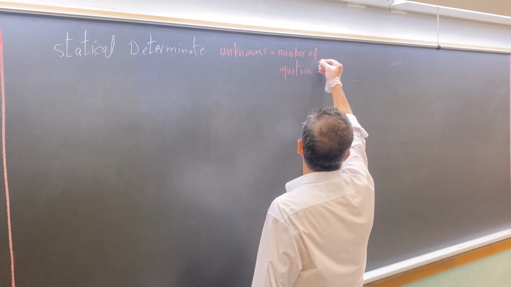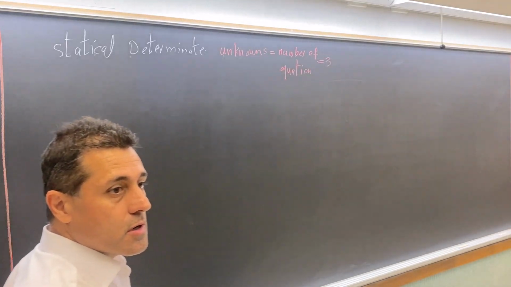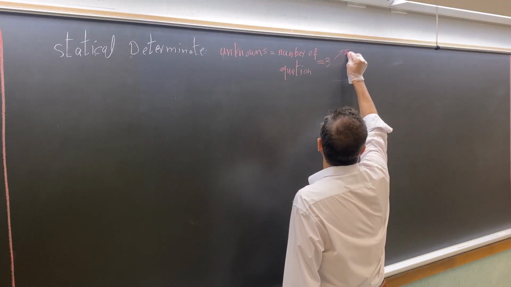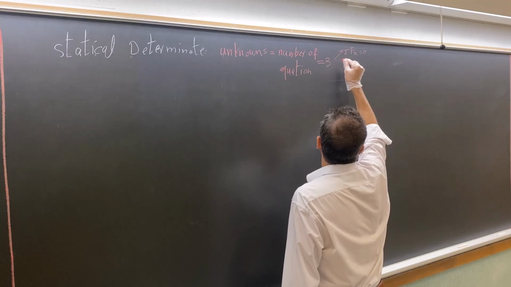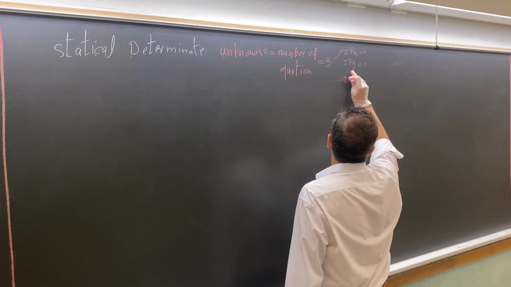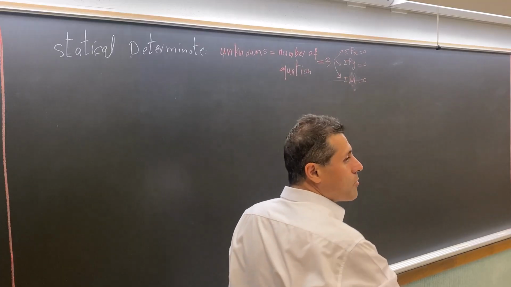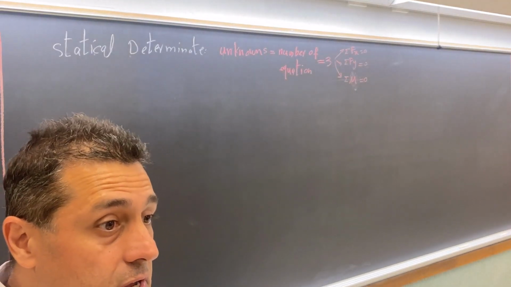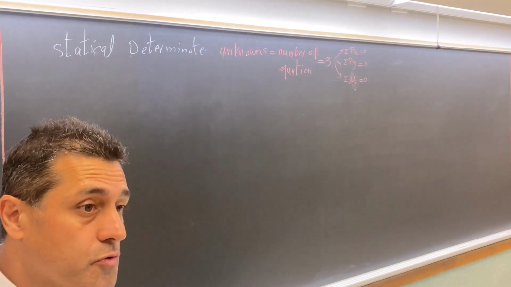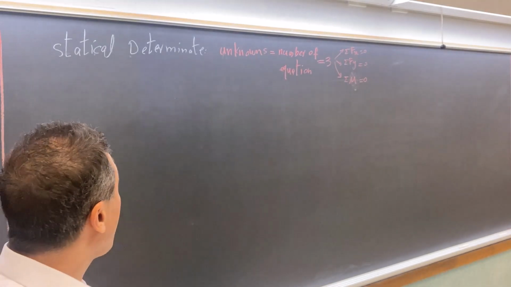The number of equations when it comes to the 2-dimensional view of your structure is 3. So those equations are, as you know from statics, sigma Fx, sigma Fy, and sigma M. So this number is fixed. It is always 3. So we can say that if the number of unknowns in your structure is equal to 3, then your structure is determinate because you are able to find all the unknowns.